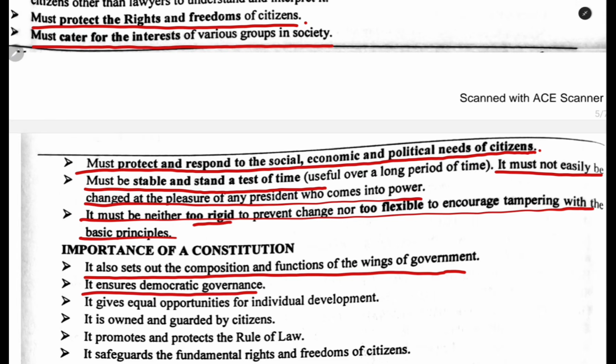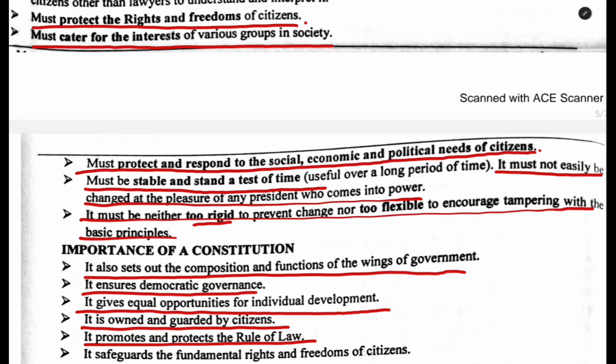Then it ensures democratic governance. It is constitutional to have elections every 5 years in Zambia, which means no one is supposed to say we are not supposed to have elections this time around. It ensures democracy, because democracy means choosing your own leaders. It gives equal opportunity for individual development. It is owned and guarded by the citizens. It promotes and protects the rule of law. It safeguards the fundamental rights and freedom of citizens. So that is what you basically need to know.